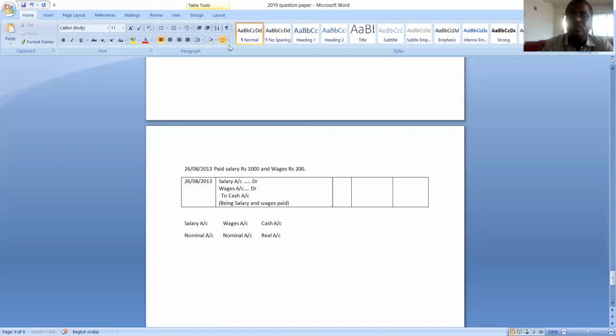Okay. Let us write the amount now. Salary account debit. How much salary is being paid? 1000 rupees salary is being paid. How much wages is being paid? 200 rupees wages is being paid. So totally how much is paid? Totally we have paid 1200 rupees. Understood. So like this, we need to pass the journal entries for the transaction.